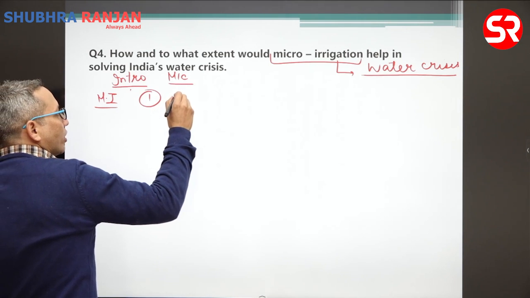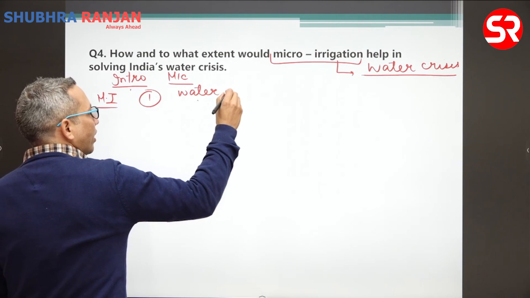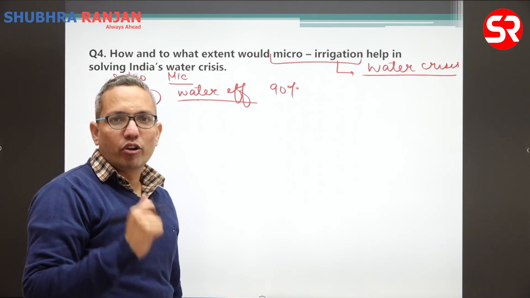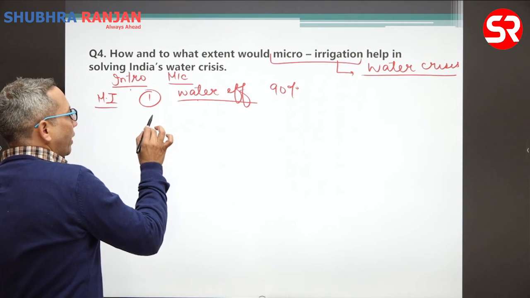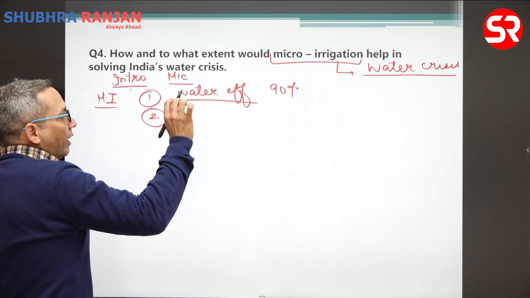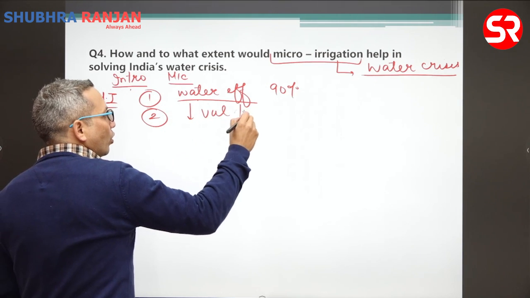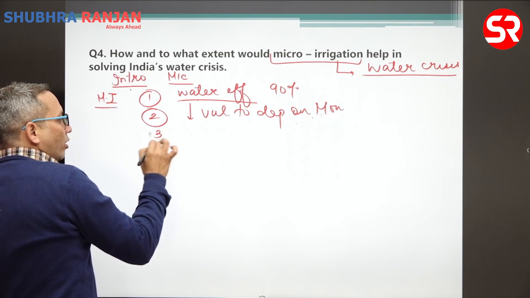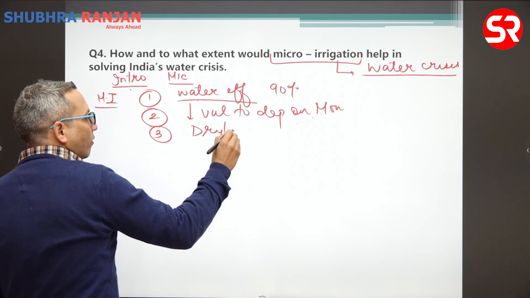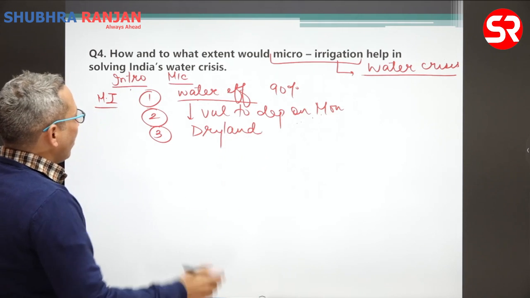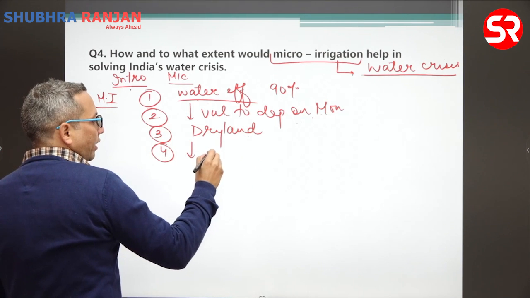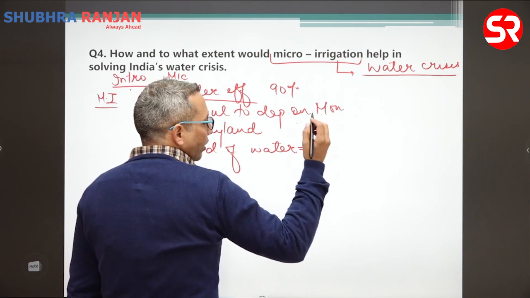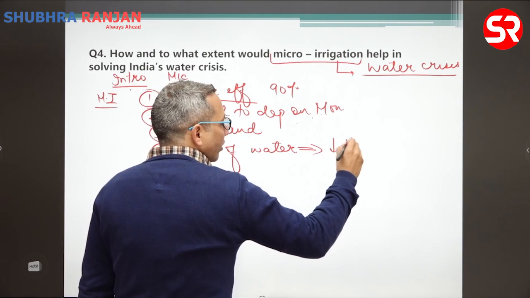First, we'll say micro irrigation is more water efficient. The efficiency of micro irrigation is around 90%, while the efficiency of flood irrigation is just around 35 to 40%. Then we'll say that micro irrigation reduces the vulnerability of dependence on monsoon. Because of micro irrigation, we can focus on dryland farming. Micro irrigation would reduce the demand for water, which would also help in reducing the number of river disputes.